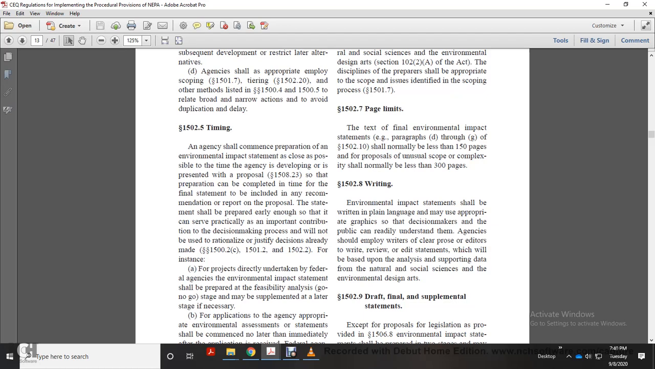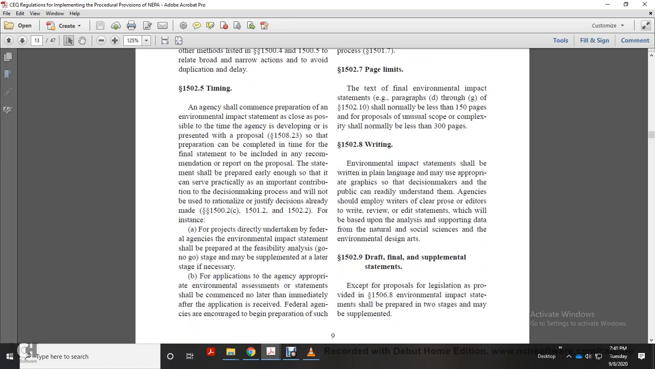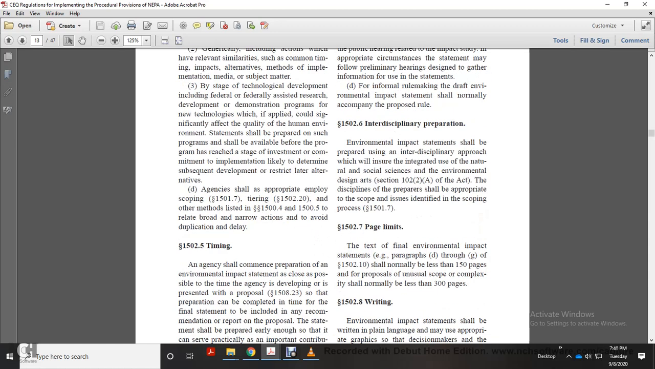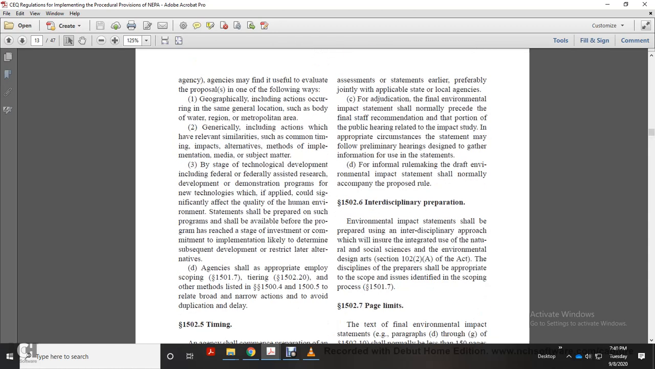For instance, if the project is directly undertaken by a federal agency, the environmental impact statement shall be prepared in feasibility analysis, at the go or no-go stage, and may be supplemented at a later stage if necessary. For applications to the agency, appropriate environmental assessments or statements shall be commenced no later than immediately after the application is received. Federal agencies are encouraged to begin preparation of such assessments or statements earlier, preferably jointly with the applicable state and local agencies.